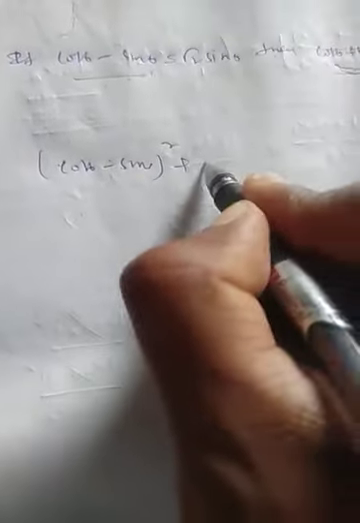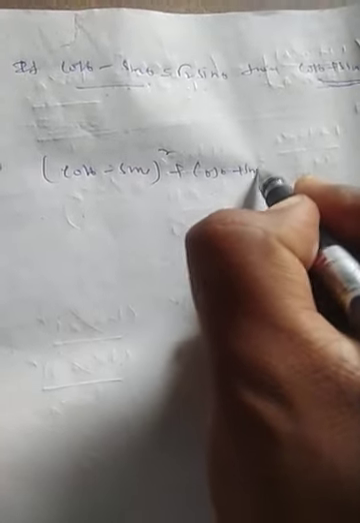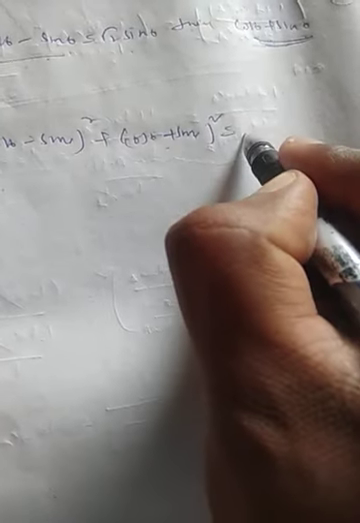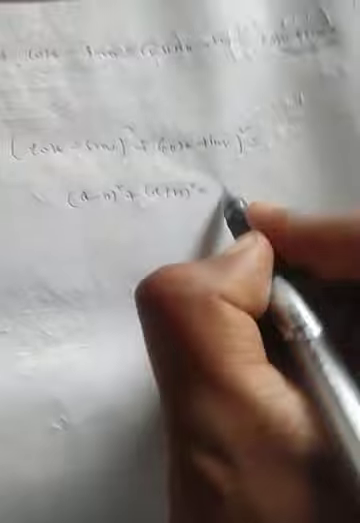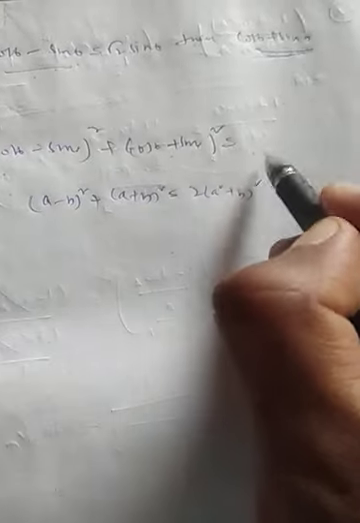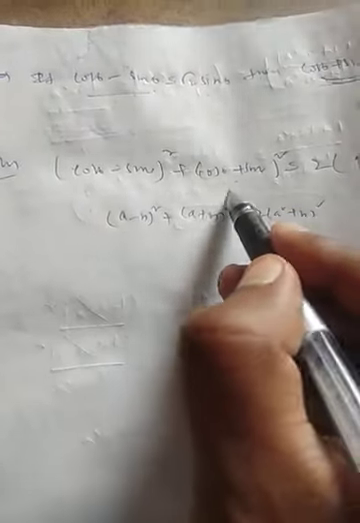It's having a little bit of confusion for you, so let me see how I am going to do it. I am taking cos theta minus sin theta whole square plus cos theta plus sin theta whole square. So a minus b whole square plus a plus b whole square, what is the formula? It is 2 times a square plus b square. That is 2 times cos square theta plus sin square theta, that is 1.